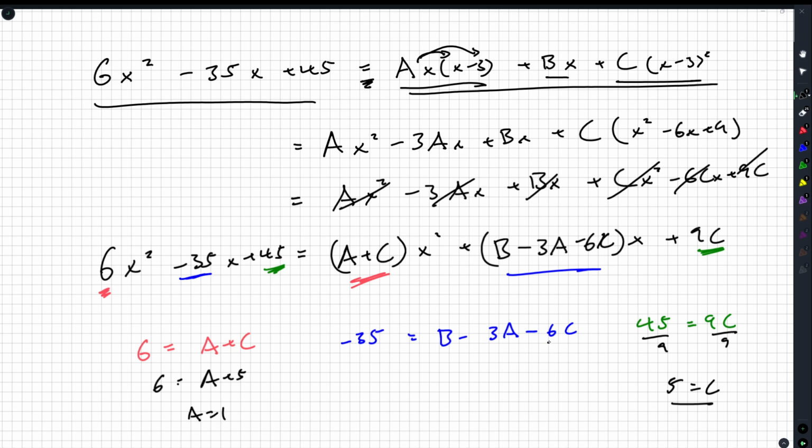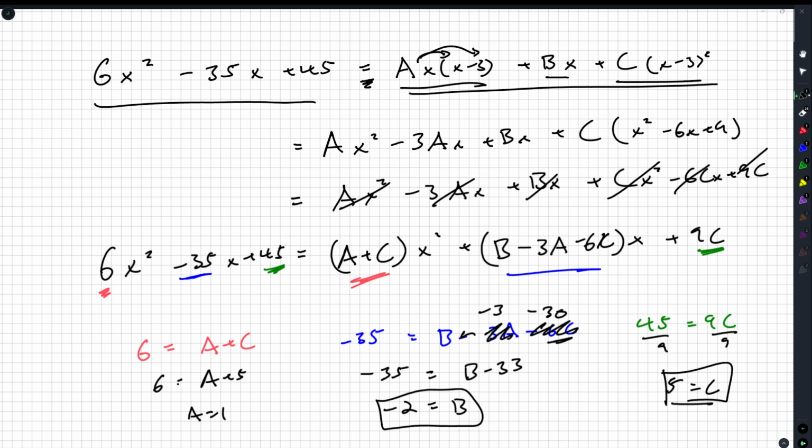And now I know c is 5, so this is really minus 30. And a is 1, so this is really minus 3. So negative 35 is b minus 33. B has to be negative 2. And we find our constants this way. Okay? Could you do it the other way? Yes, of course you could. But this is another way, and it worked just fine. So what does it mean for us? Well, it means we've got the constants that we need for our partial fraction decomposition.